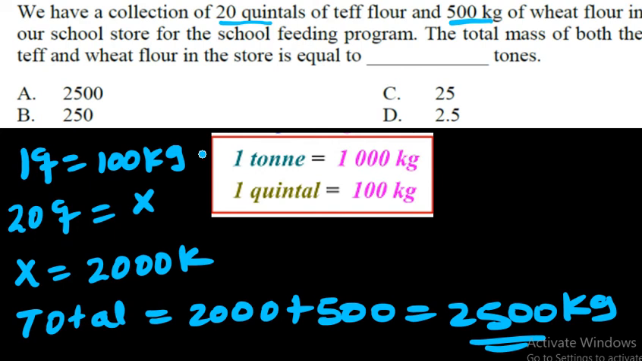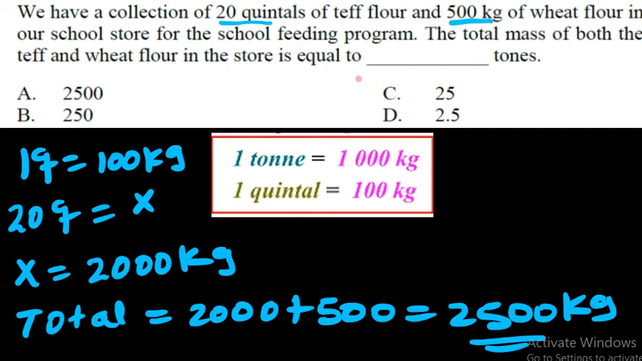I will repeat once. We have 20 quintals, and we have to change it into kilograms. What did I do? Since 1 quintal is equal to 100 kilograms, 20 quintals is going to be how much? By crisscross multiplication, x times 1 is x, into 20 times 100 will be 2000 kilograms. So the total mass that we have is 2000 plus 500, which is 2500 kilograms.